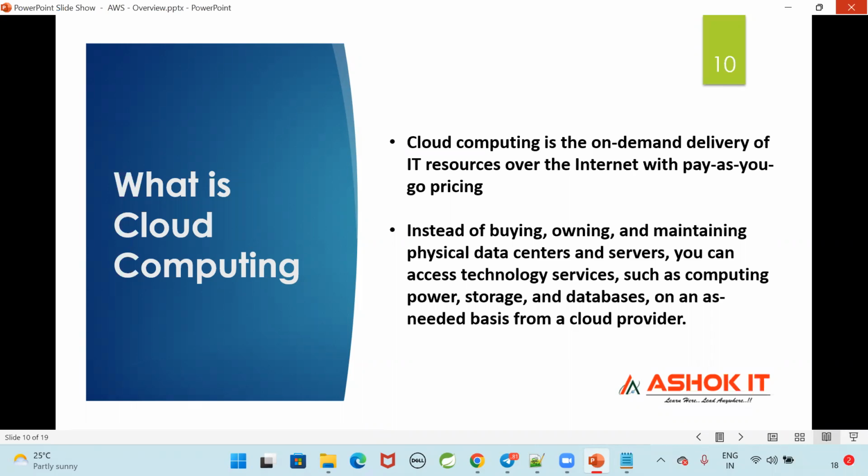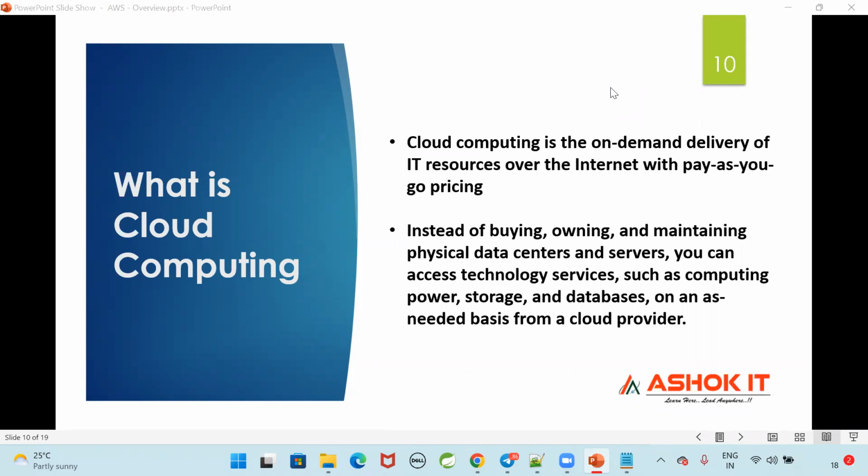Pay as you go pricing, nothing but they will give the services, you use them, and based on how much you use, you pay the money for them. Right. So what is the advantage if you go with cloud computing? Do you need to purchase anything? Do you need to maintain anything? Do you need to set up anything? Do you need to take care of the power, network, security, backup and all? Nothing. Everything will be taken care of by the cloud provider.